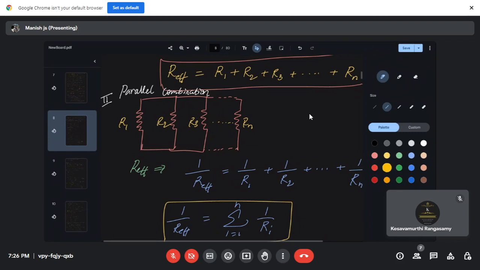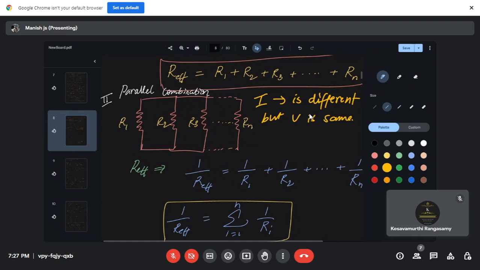Now coming to parallel, there are two important points the same way as I told in series. What are they? In parallel combination, what can you say for current? Is current same or is it different? The current passing through each resistor. Different. Yeah, current is different, but potential is same. Okay, the potential difference is same across each resistor in parallel combination.